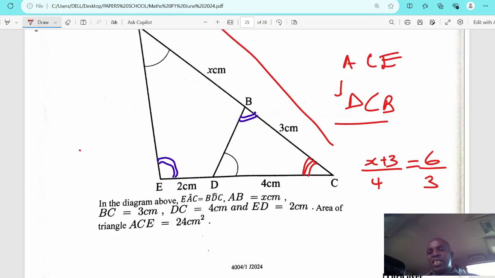Then you cross multiply or just divide here. X plus 3 over 4 is equal to 2. Then you cross multiply: X plus 3 is equal to 4 times 2, which is 8. So X is equal to 8 minus 3, which is 5. So X is equal to 5.